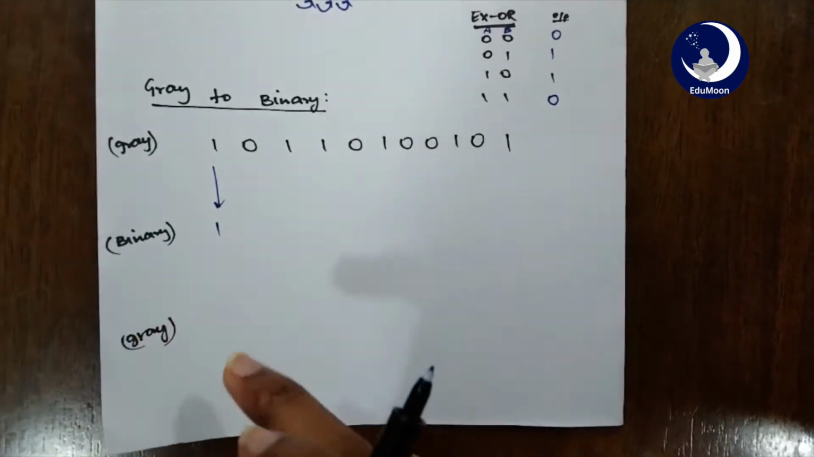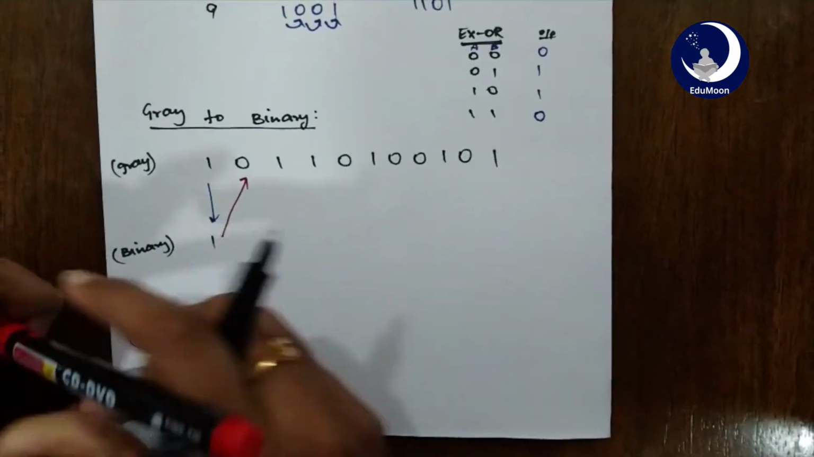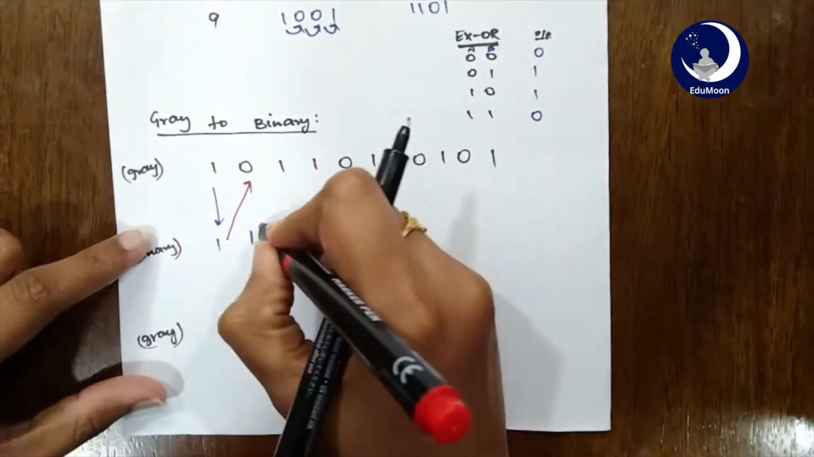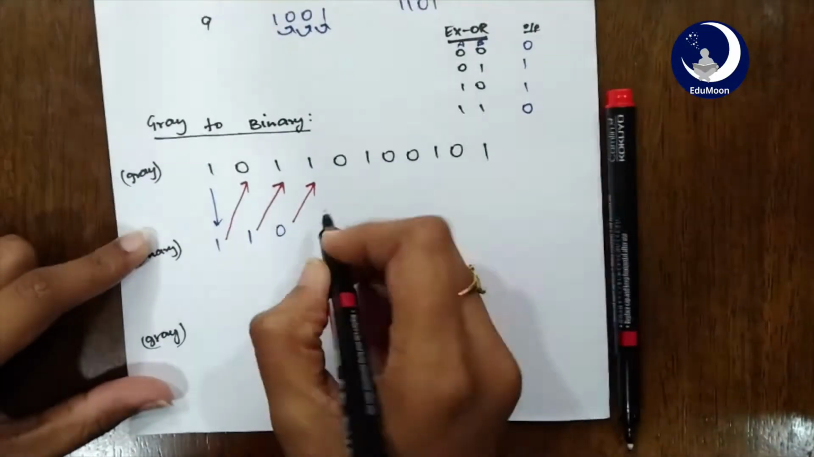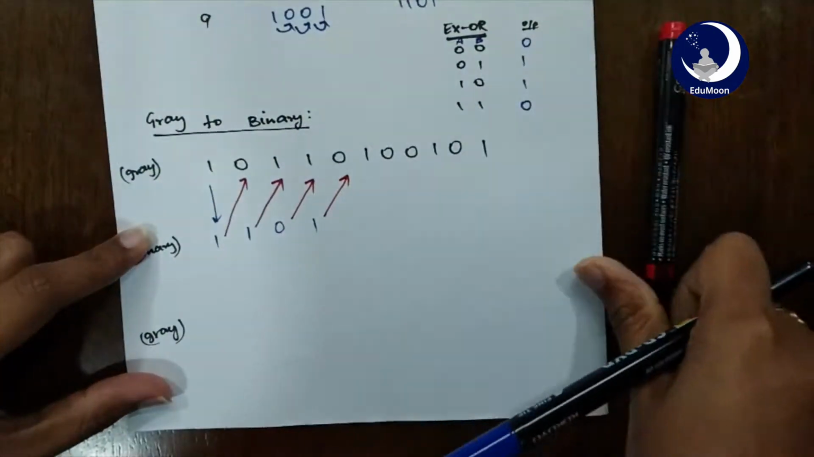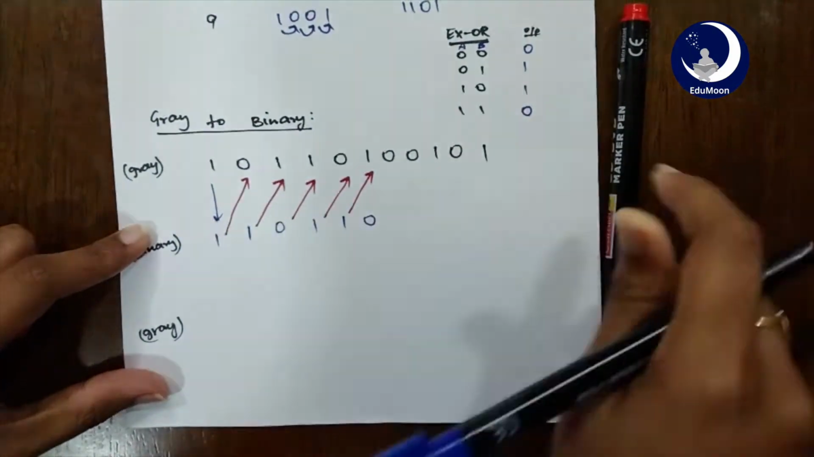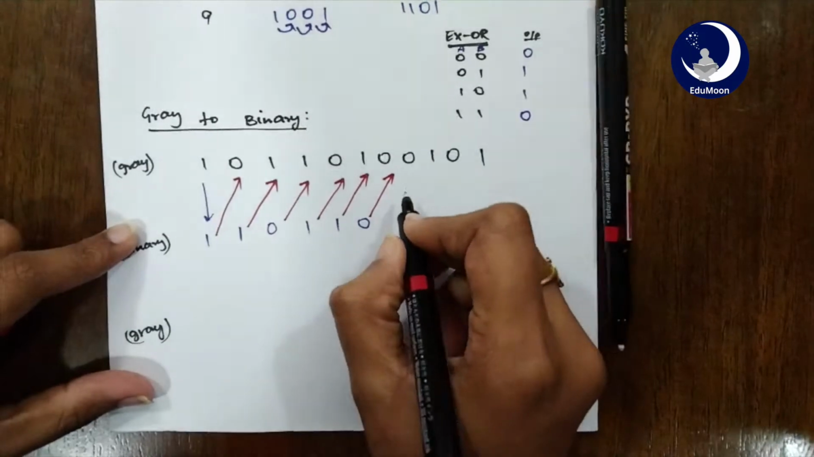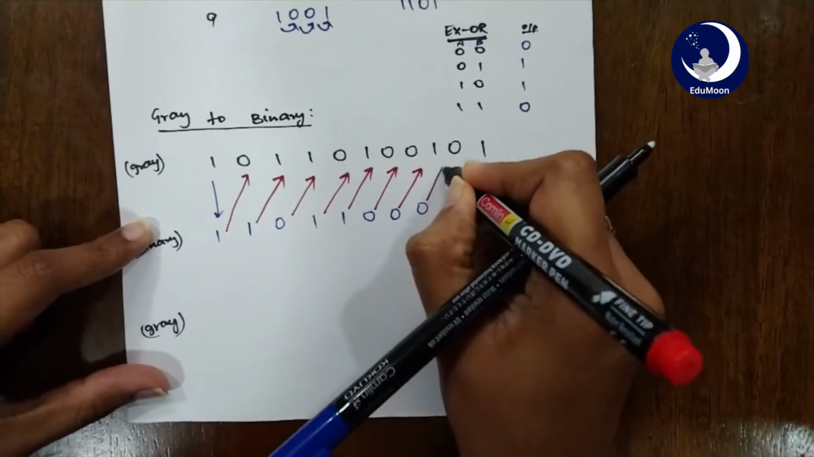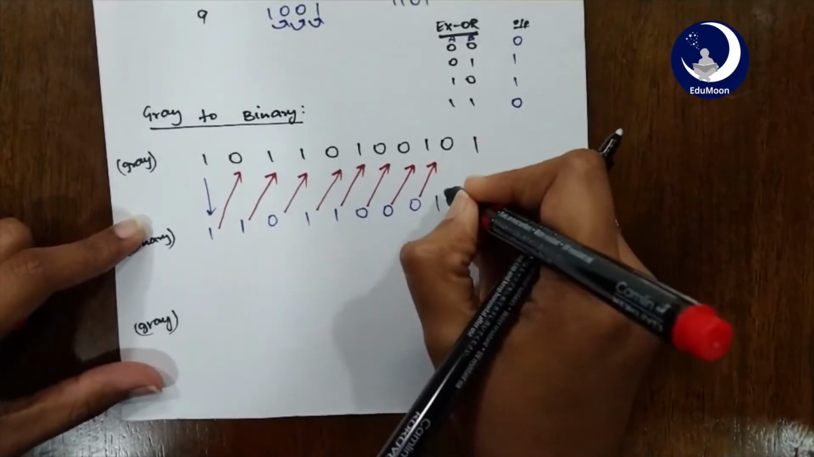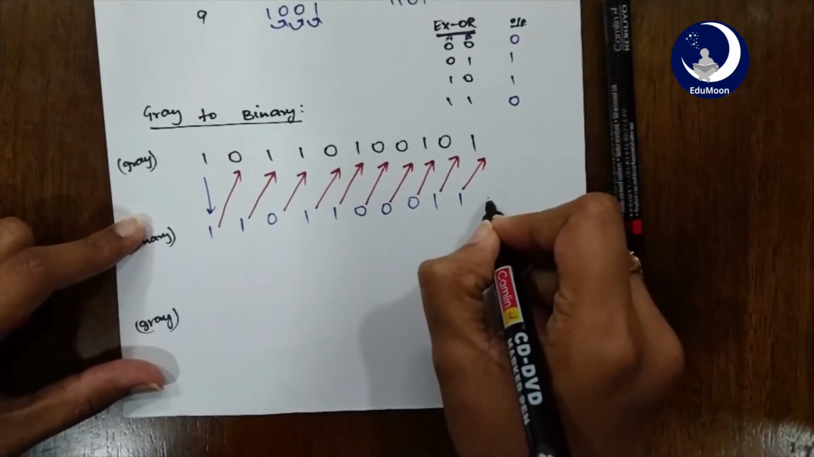And now we will be doing cross XOR conversions. Like this one and 0, we will be having an XOR. 1 and 0 is a 1. Now again 1 and 1 XOR is a 0. 0 and 1 XOR is a 1. 1 and 0 XOR is a 1. 1 and 1 XOR is a 0. 0 XOR 0 is a 0 again. 0 XOR 0 is a 0. 0 XOR 1 is a 1. 1 XOR 0 is a 1. 1 XOR 1 is a 0.